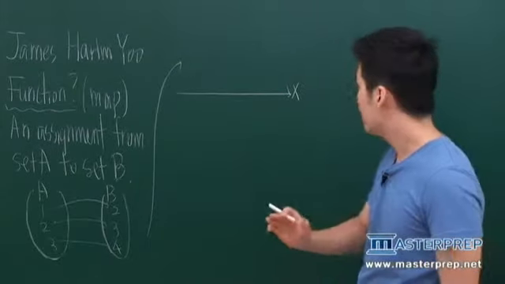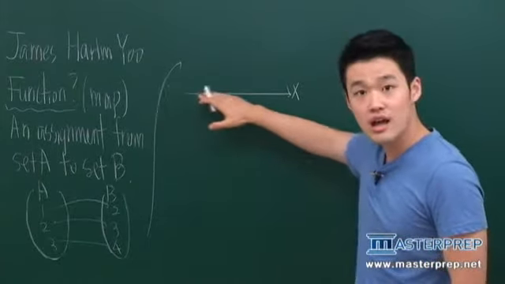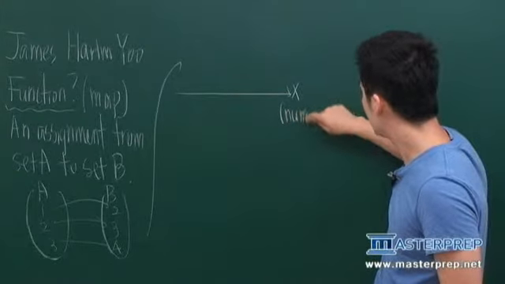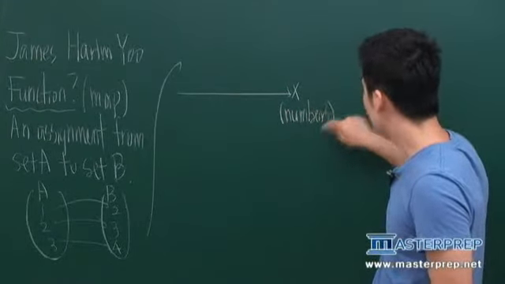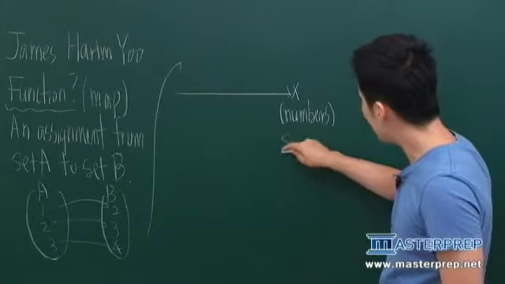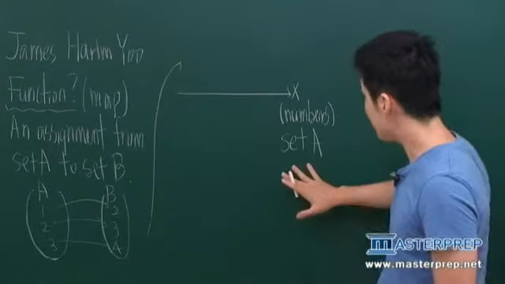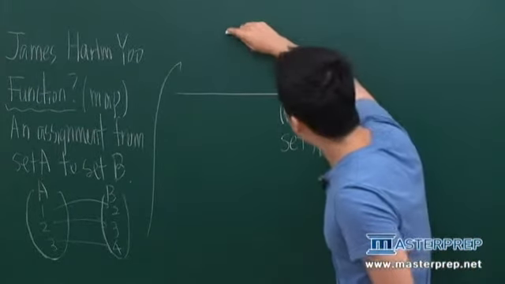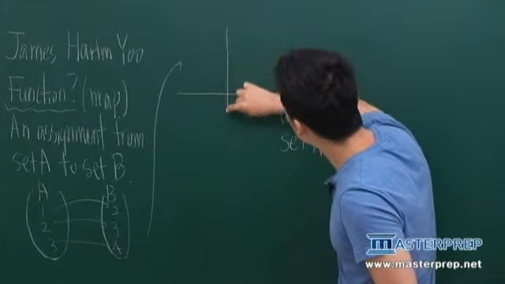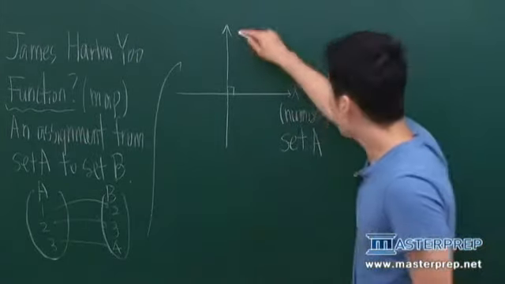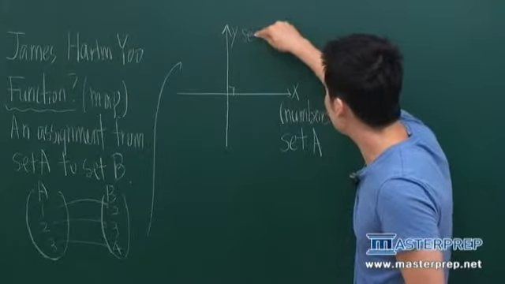But here's the thing. In this line, we have real numbers, all numbers. And those numbers are set A. Let's call that set A, and let's draw an orthogonal line, which means a perpendicular line, right? A perpendicular line, and let's call it Y, which is set B.